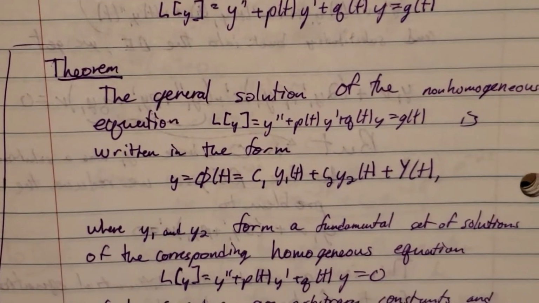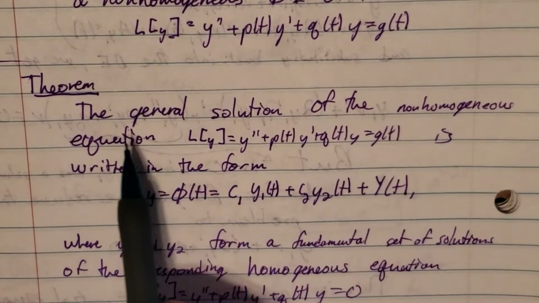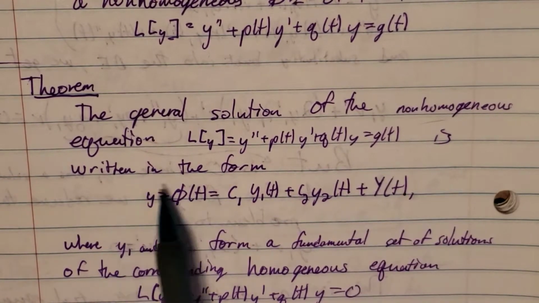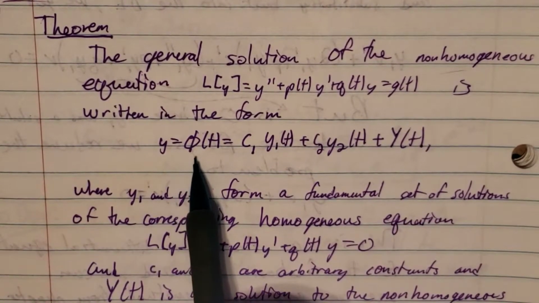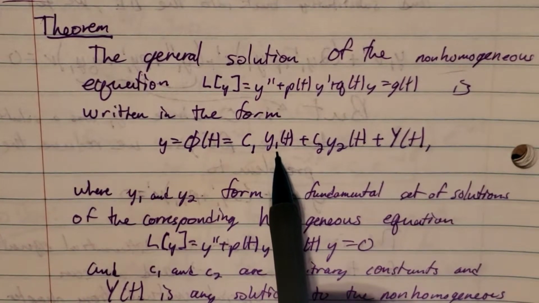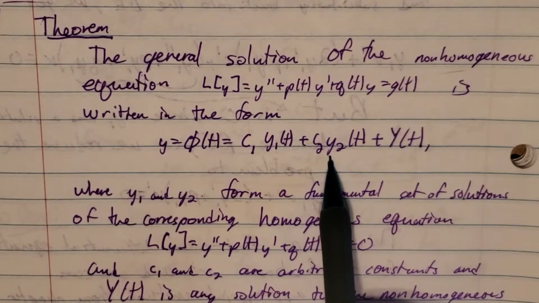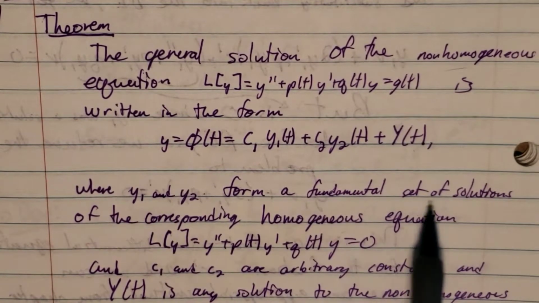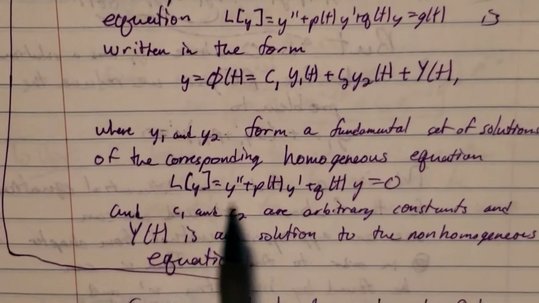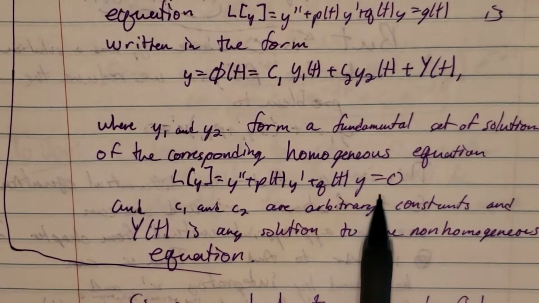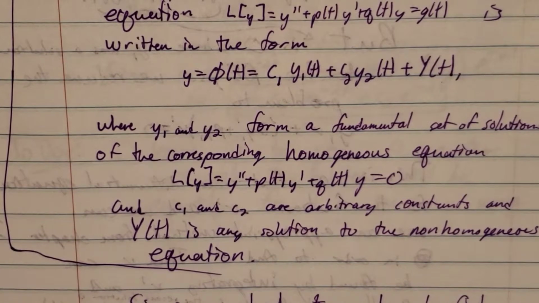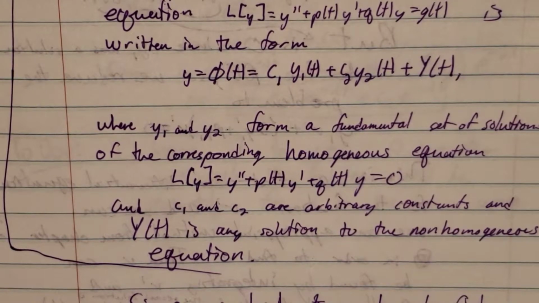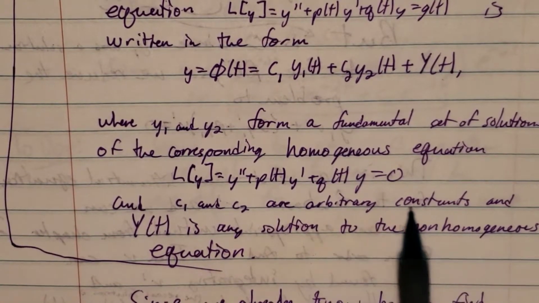Well, to do that, we have this theorem. And that is that the general solution of the non-homogeneous equation, given here again, is written in this form: y is equal to phi of t, which is c1 y1 of t plus c2 y2 of t, plus capital Y of t, where y1 and y2 form a fundamental set of solutions of the corresponding homogeneous equation, and we've written out the homogeneous equation here. Again, that's the same equation as above, except equal to 0 at the end. And we know how to find y1 and y2 from the previous sections. And c1 and c2 are, of course, our arbitrary constants.